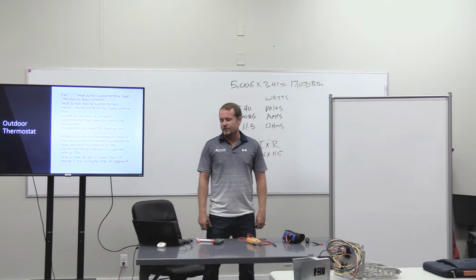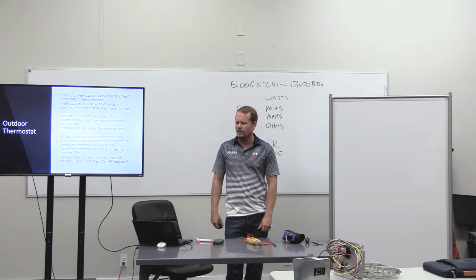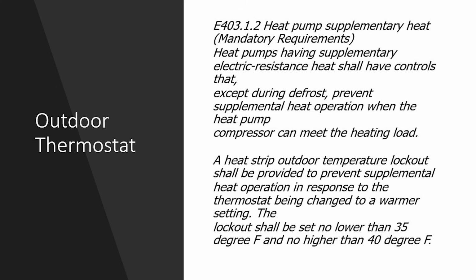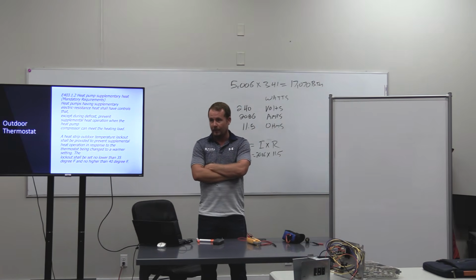All right, so this is actually a code in a lot of places. I couldn't find it in the Florida code, but I thought it was here at one point. Nobody does it in Florida, but heat pumps having supplementary electric resistance heat shall have controls that, except during defrost, prevent supplemental heat operation when the heat pump compressor can meet the heating load. A heat strip outdoor temperature lockout shall be provided to prevent supplemental heat operation in response to the thermostat being changed to a warmer setting. The lockout shall be no lower than 35 degrees and no higher than 40 degrees. So typically it'd be 40 degrees. You set up a thermostat outside, a control, so that unless it is below 40 degrees outside, your heat strips can't run. Now they're saying except in the case of defrost, but I'm going to ignore that part.